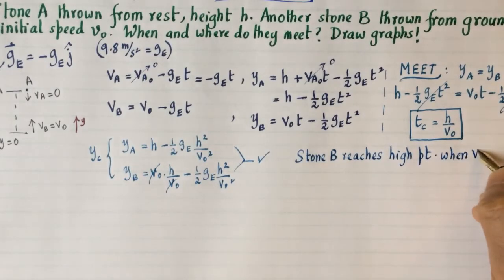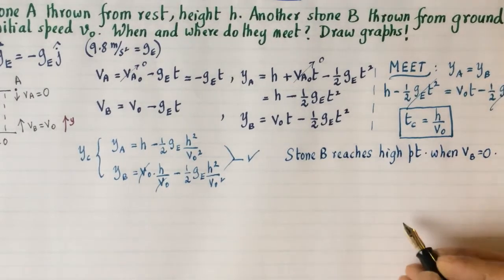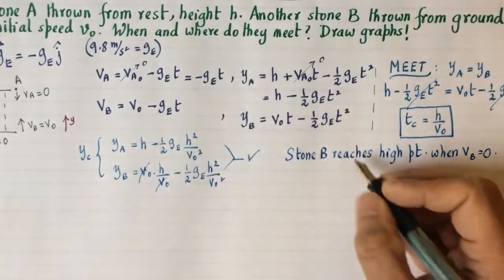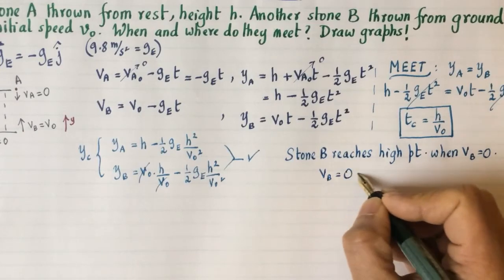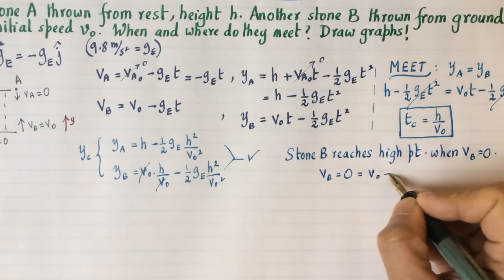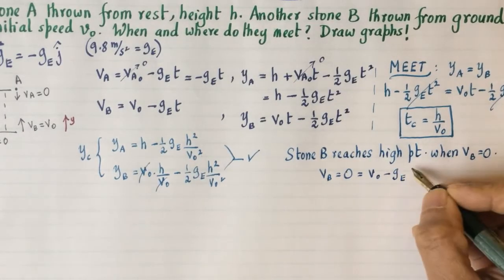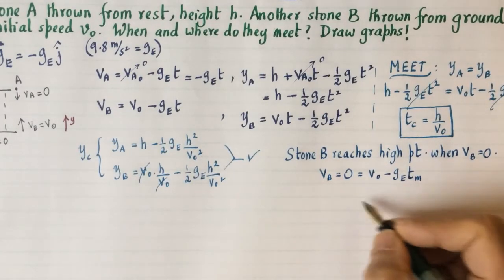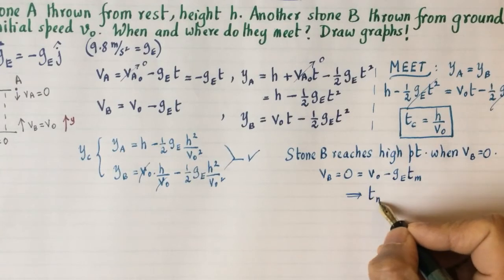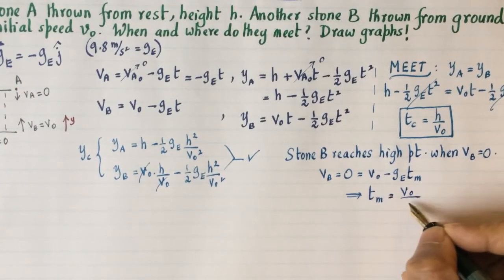So let's look at the condition that the velocity of stone B is equal to 0. That equation can be used, and I have Vb equals 0, and that gives me v0 minus g sub e times the maximum time. I'll call that the maximum time, Tm. This immediately gives me Tm equals v0 upon g sub e.